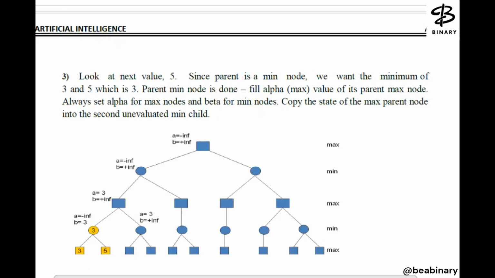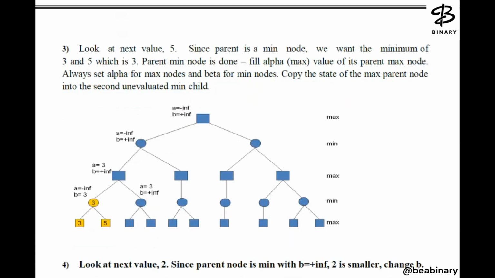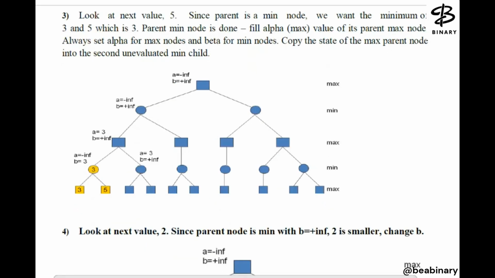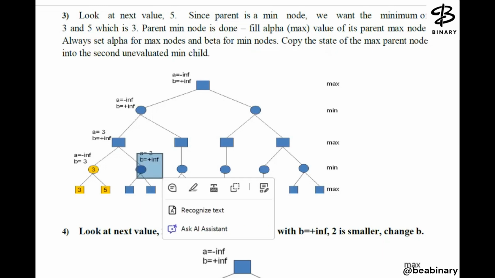Now always set alpha for the max node and beta for the min node. And copy the state of the max parent node into the second unevaluated min child. Here we have to copy the state of the max parent node into the second unevaluated min child. So what we have done is that in this child node we have the value 3, and in the other child node we have assigned the alpha value 3, copying the state of the max parent node into the second unevaluated min child.